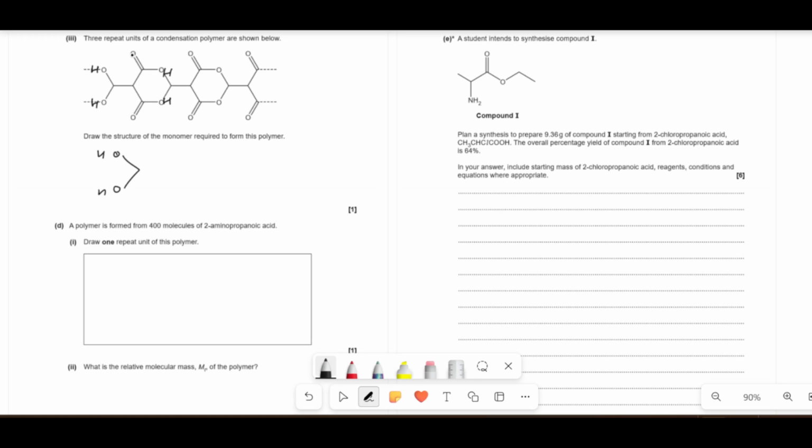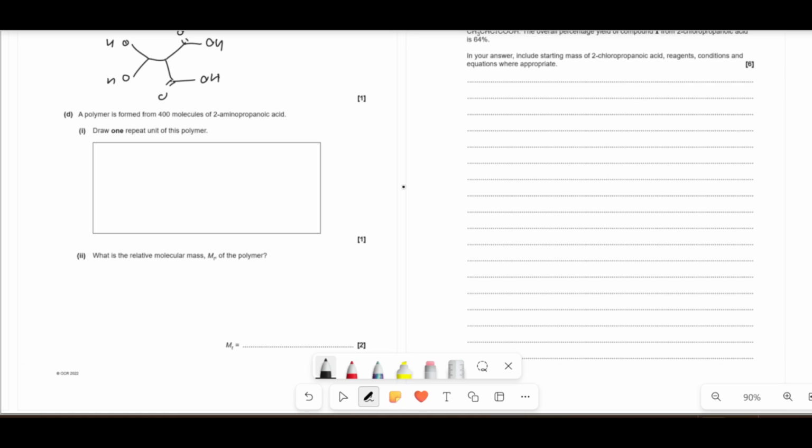Because we're recognizing the ester link, that double bond O part comes from the acid. That's what it is. There, OH, OH, double bond O, double bond O. There you go. Now it says a polymer is made from 400 molecules of 2-aminopropanoic acid.